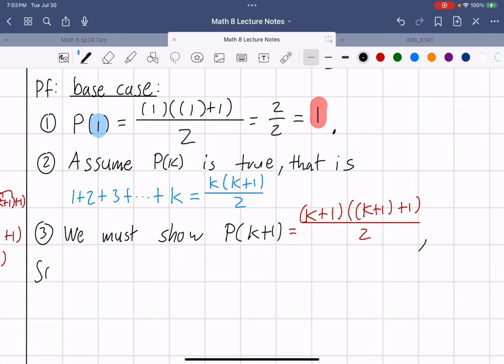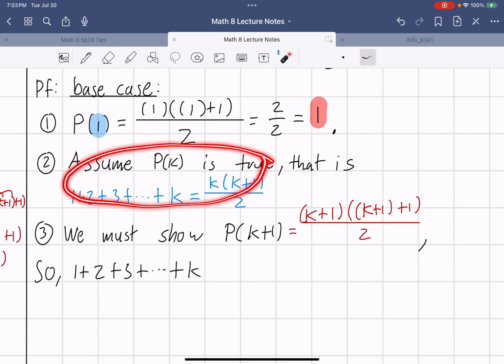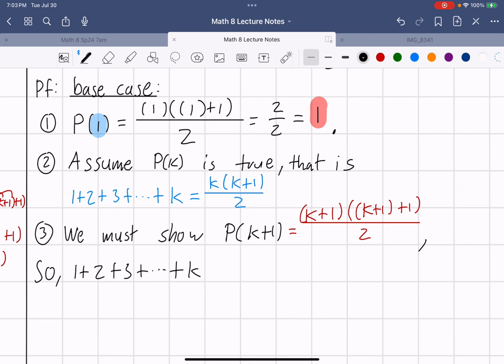So, this is me starting. So I'm going to do 1 plus 2 plus 3 plus k, because that part is true already. That's the part we know. And the idea now is, is this next one going to be true, right?